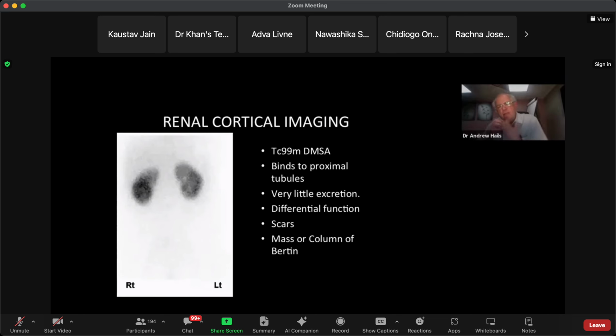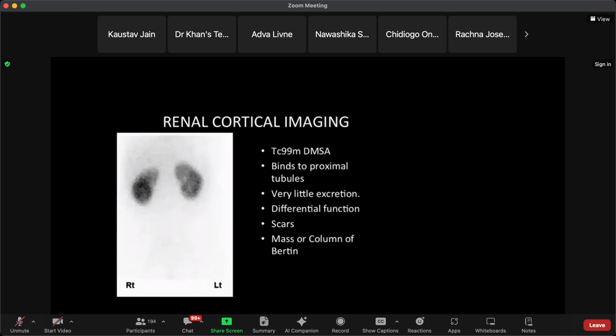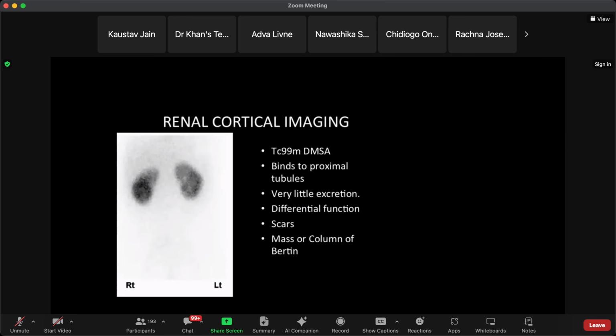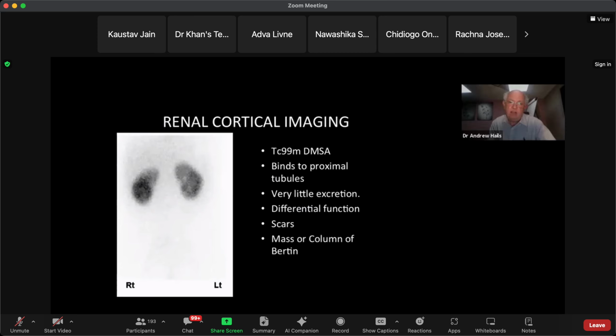So it binds to the proximal tubule, so it's a little bit excreted, but not a lot. So basically, you're not going to see the ureters and the bladder and so on. And it's quite useful for telling the differential function. So if, say, a surgeon's thinking of removing a kidney, you might want to know whether that kidney has got, say, 50% of the function or only, in fact, 5%. If it's got 5%, it's not really worthwhile doing various nephrostomies and stenting and so on. It's better, if necessary, just to take it out.